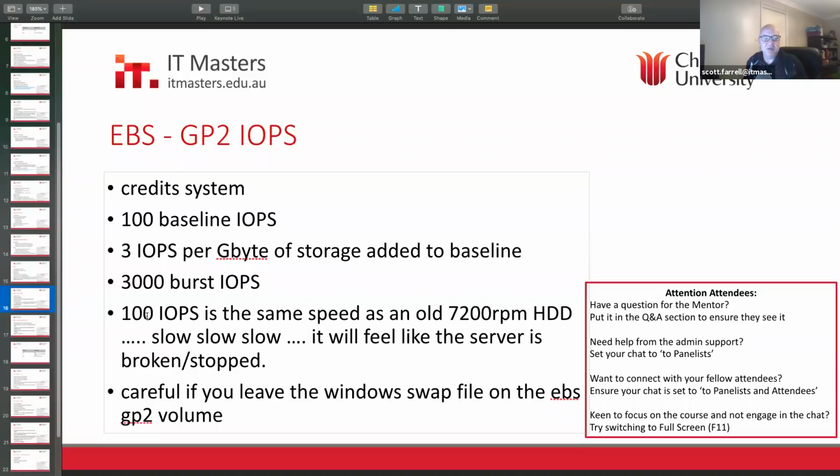To give you an idea, 100 IOPS is the same as an old 7200 RPM disk drive. I don't know if you remember how slow they were at booting up a computer or doing something. They were super slow. So if you end up back in the 100 IOPS baseline territory, you'll think your application's crashed. But you've just run out of credits and you're back at the baseline speed. So you've got to be really careful if you leave your Windows swap file on the EBS GP2 volume, because if you start swapping, you run out of credits. The main way to get around this is, if you need a lot of IOPS, you go to provisioned IOPS, or you provision 100 or 200 gigs of GP2, so your baseline is a bit higher.